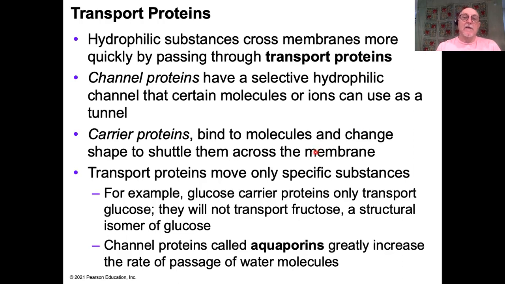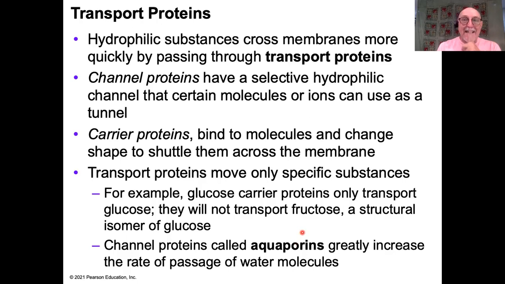One of them is the glucose transporters. And this is an example of how specific these are. Glucose transporters will transport glucose and glucose only. They won't transport even things which look very, very much like glucose. Fructose, which is an isomer of glucose, has the same chemical formula and everything. It's practically the same shape, but just a little bit different. It cannot go through the glucose transporter. It needs its own transporter in order to be transported across the membrane.